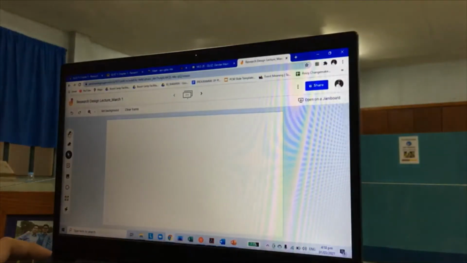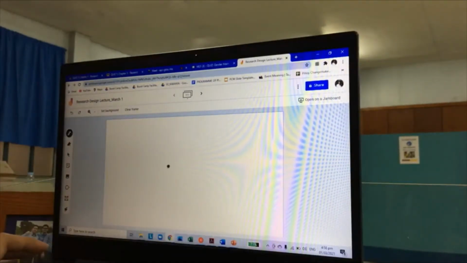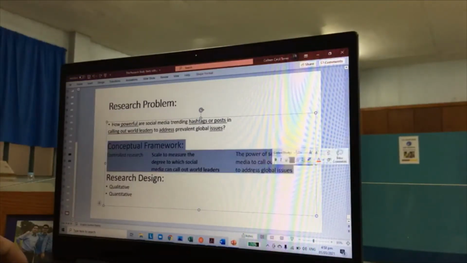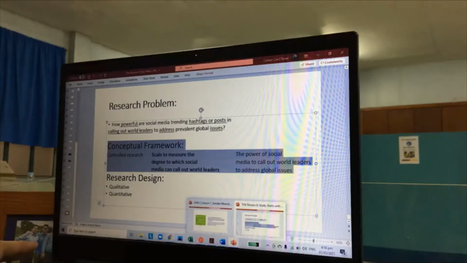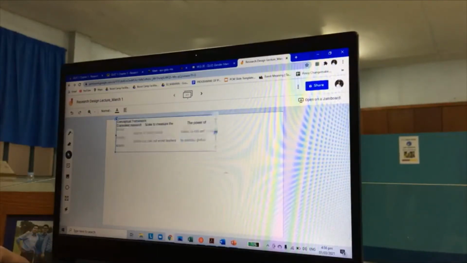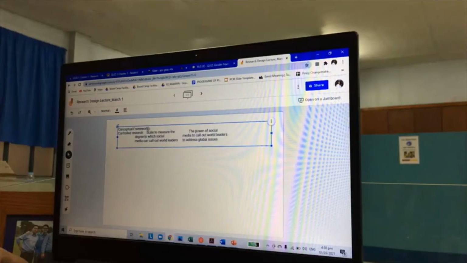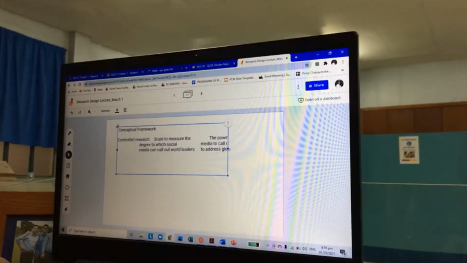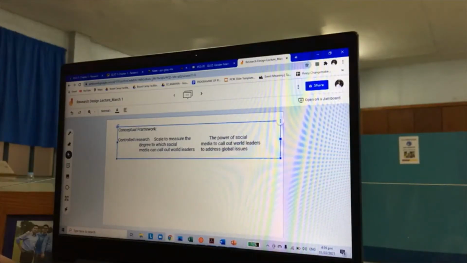So supposing that we are trying to determine the scale, the conceptual framework is that you're trying to create a scale to measure the degree to which social media can call out world leaders. Since that is it, let's copy and paste this one so it is clearer. So since this is what we're trying to determine, everybody.